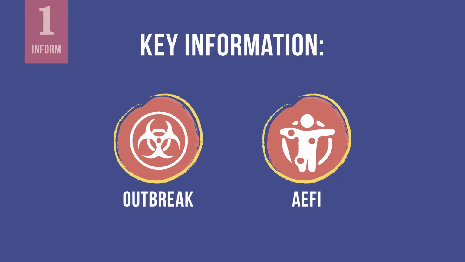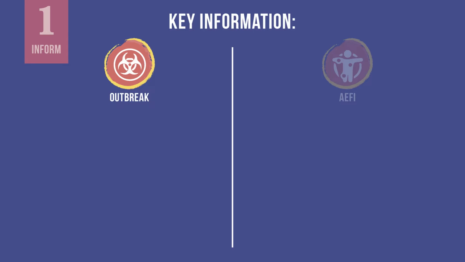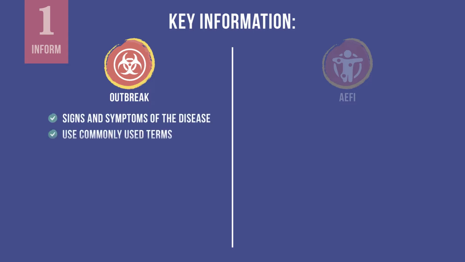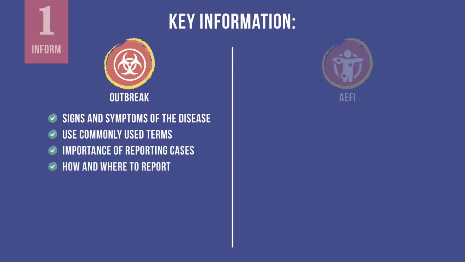Let us look at key information to share during an outbreak and during an AEFI. During an outbreak, describe the signs and symptoms to look for using the disease names commonly used by community members. Encourage community members to report similar cases to the nearest health facility. Highlight the severity of the outbreak.